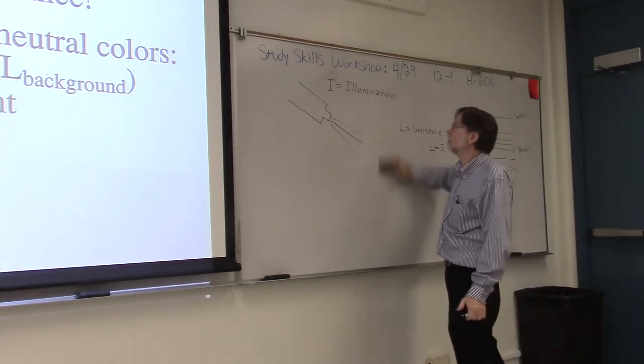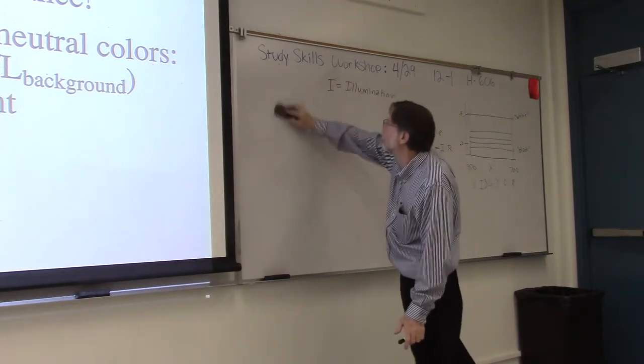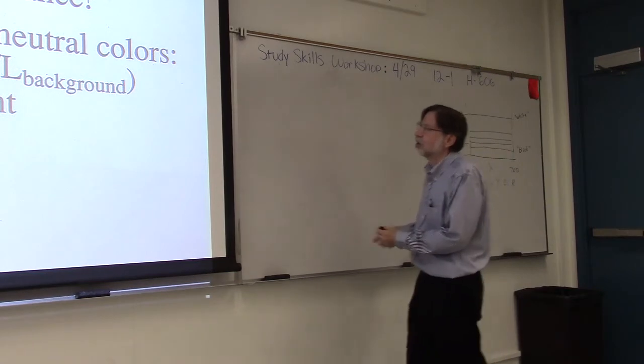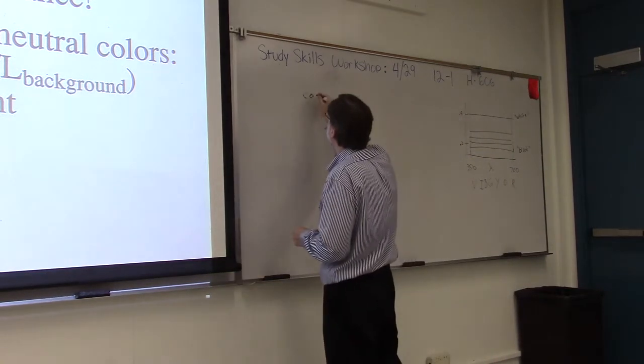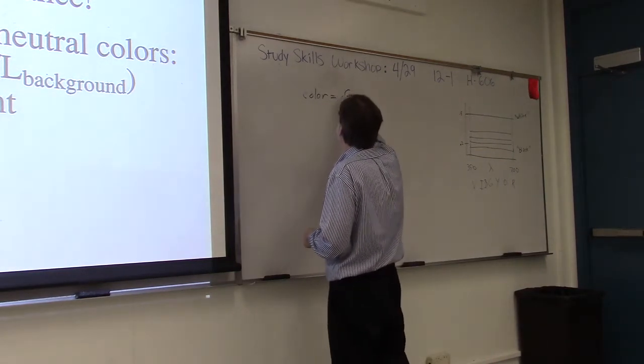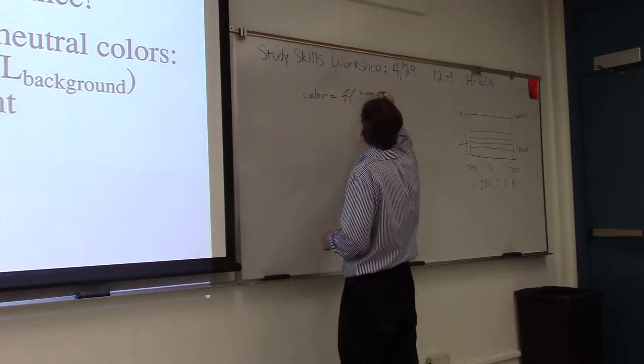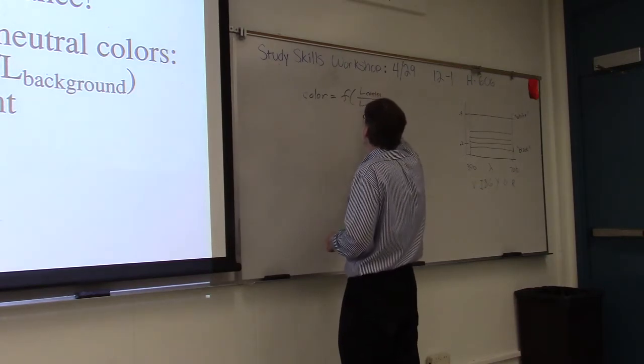So Wallach has a theory of hue perception. We're just going to deal with his theory of neutral colors. And his theory of neutral colors says this, that the color is equal to a function of the luminance from the center to the luminance from the surround.